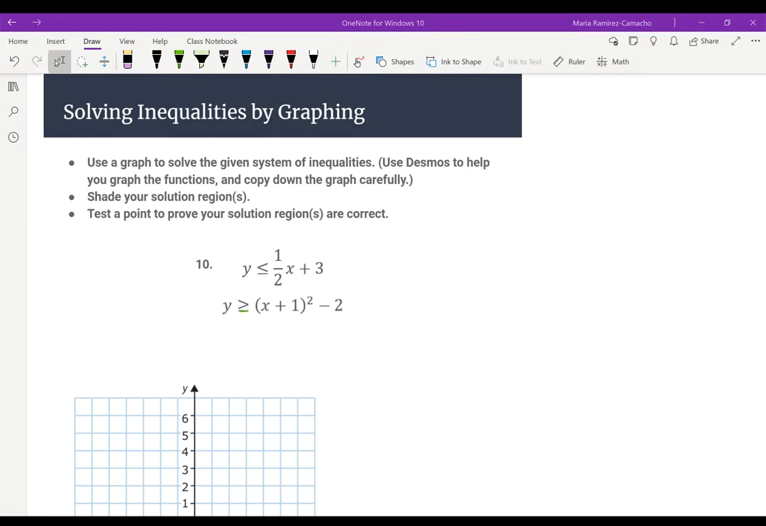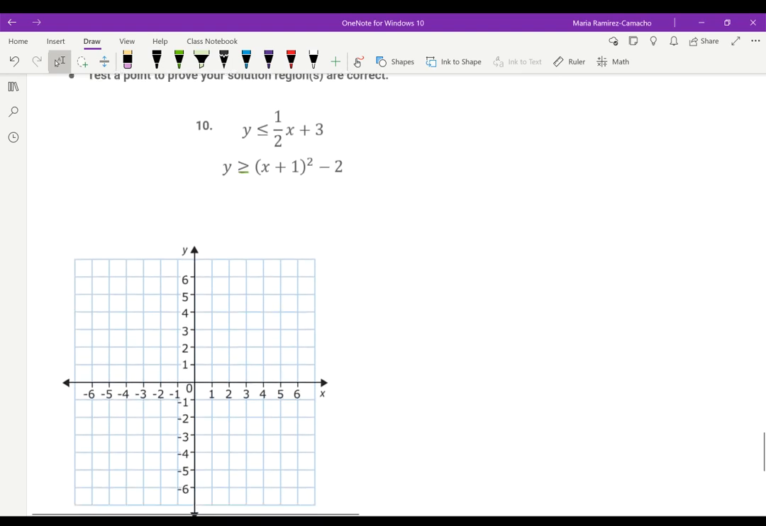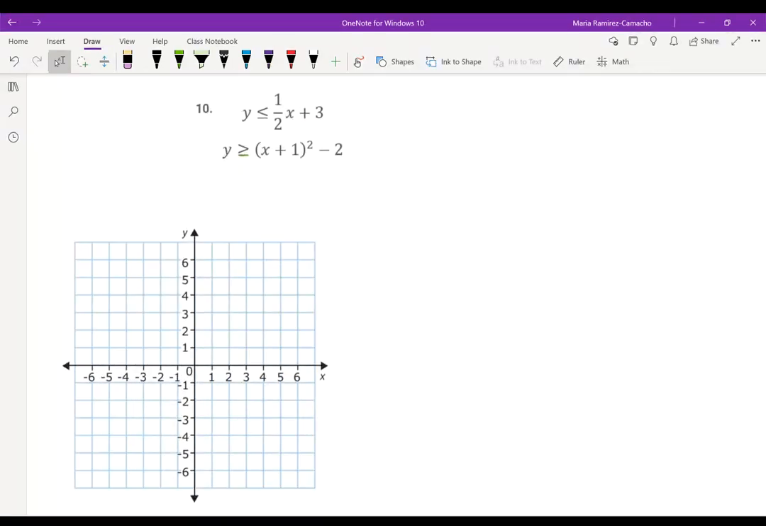I'm going to do this by hand. So I'm going to start by graphing these two inequalities. Let's see, we'll graph this one first. Y is less than or equal to 1/2 x plus 3. When I graph this, first I need to graph its boundary and then shade. So its boundary is just going to be the equation y equals 1/2 x plus 3.